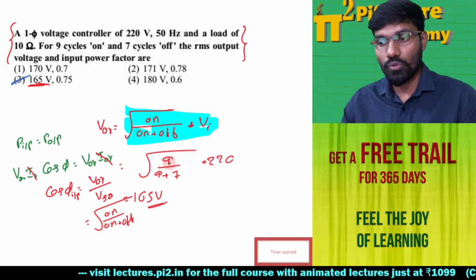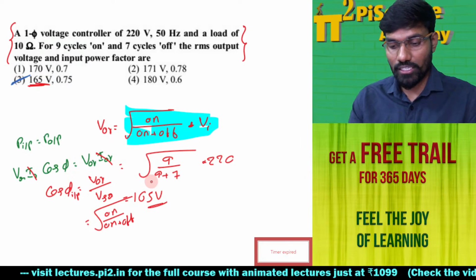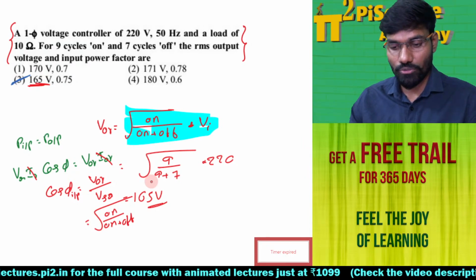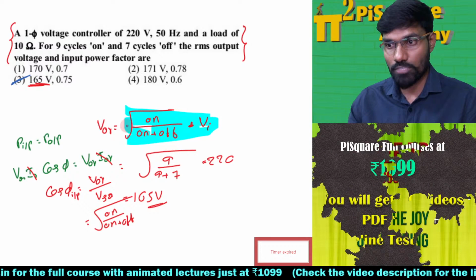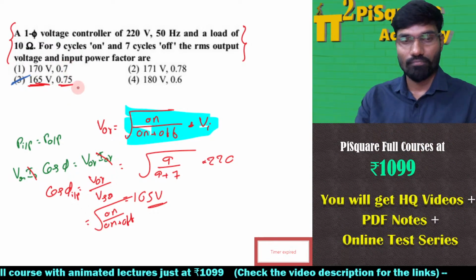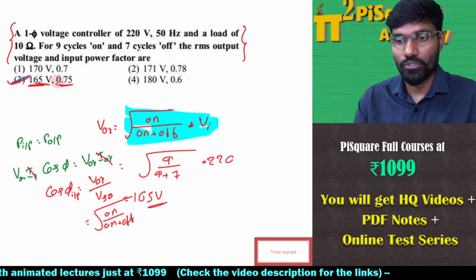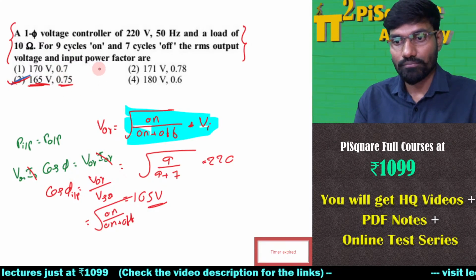So that will be root 9 by 16. If you do root 9 by 16, you will get 3 by 4, that is 0.75. This is the answer. Anyways, we marked it, but of course, we need to know how to solve this.